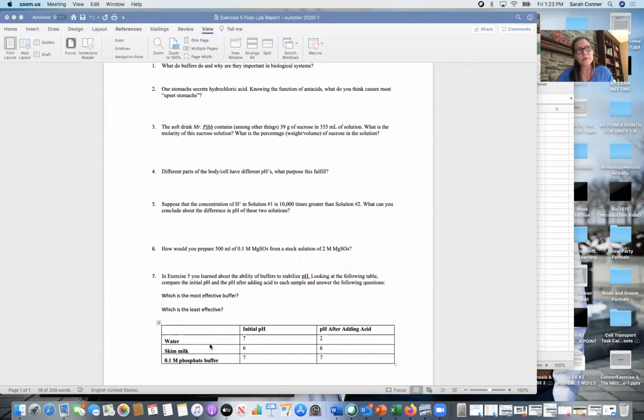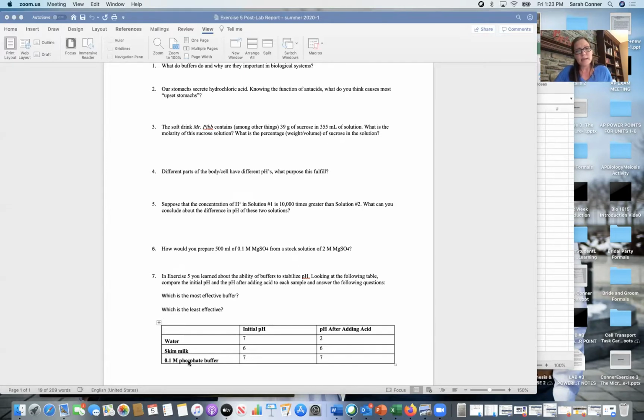So a buffer, as we know it, is something that will keep the pH at a certain level the entire time. We have buffers in our stomach: if we're at a 2, the buffer will keep it at a 2 and it doesn't move it. So the most effective buffer keeps those pH levels even, where they don't change. If you're looking at this down here, it has a buffer in there for you.